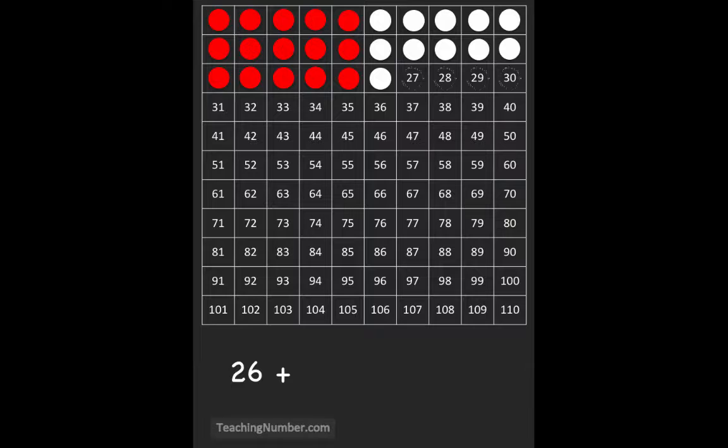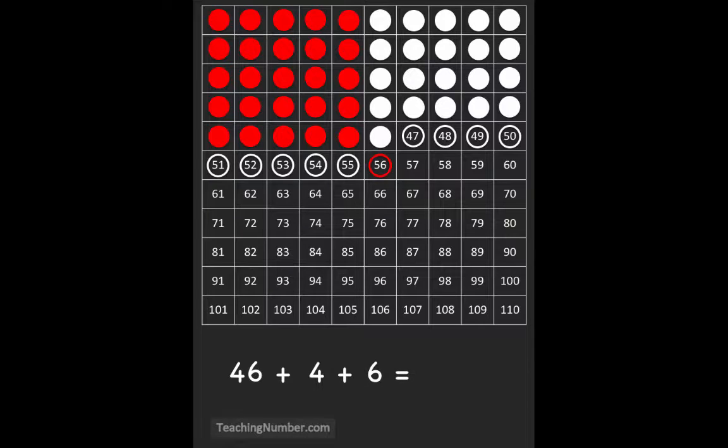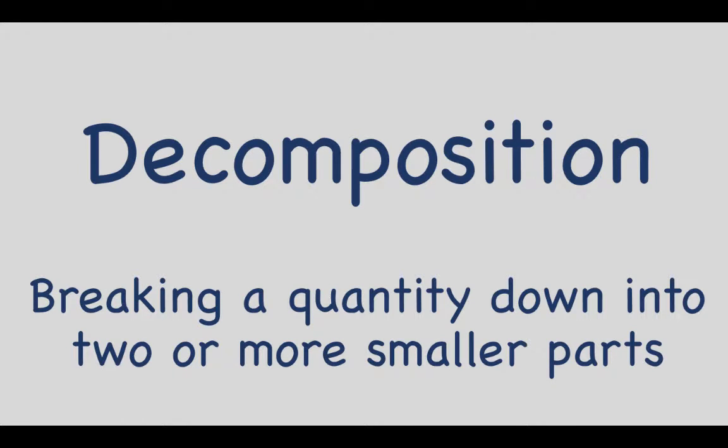The strategy of making 10 to add 10 helps to reinforce and deepen students' understanding of the decade structure of the base 10 number system. It also provides the foundation for a very important strategy that students will use to master multi-digit addition and subtraction, and also need in order to construct the meaning of multiplication. This strategy is called decomposition, or breaking a quantity down into 2 or more smaller parts. We are simply using what we have learned about number composition in reverse.